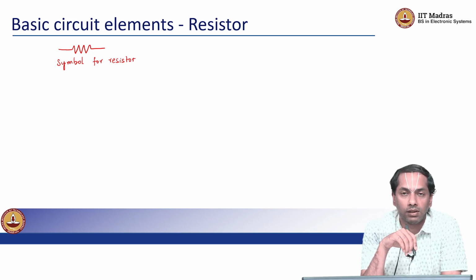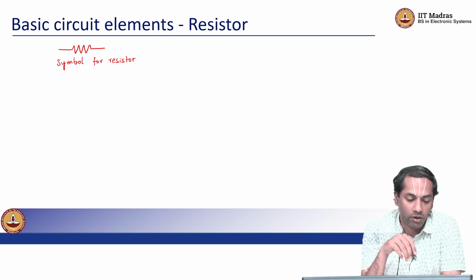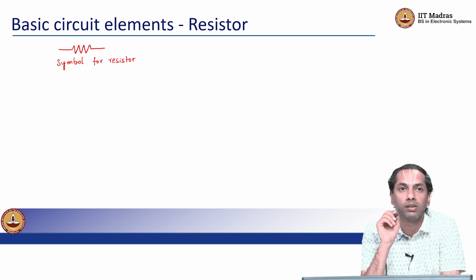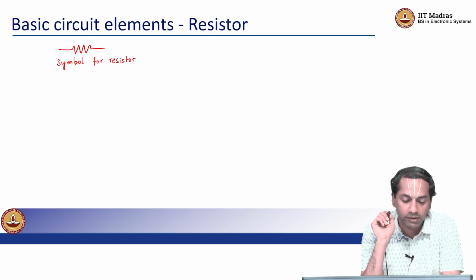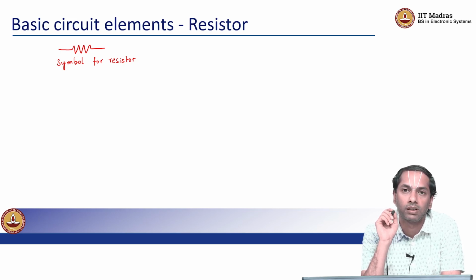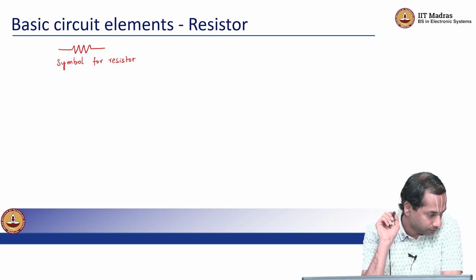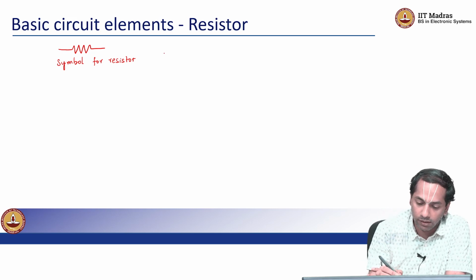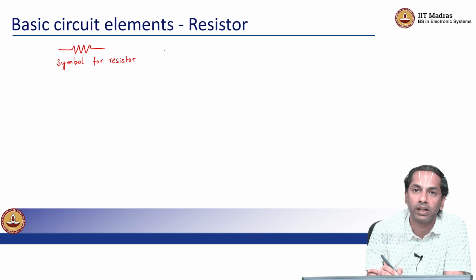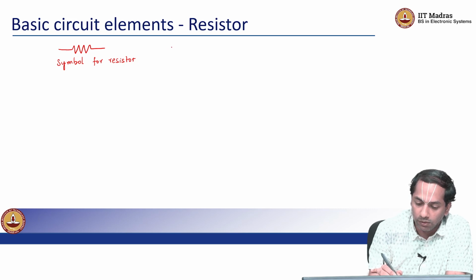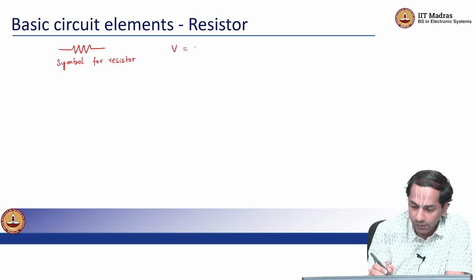So, the resistor, drawn in circuit models as the zigzag line, right, is a symbol for the resistor and is a very popular and most basic element in circuit theory. And we are going to look at the relationship between the terminal voltage and the terminal current.